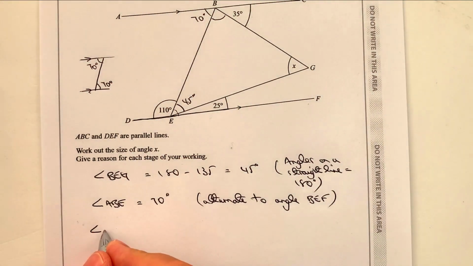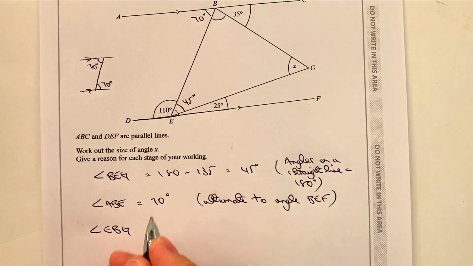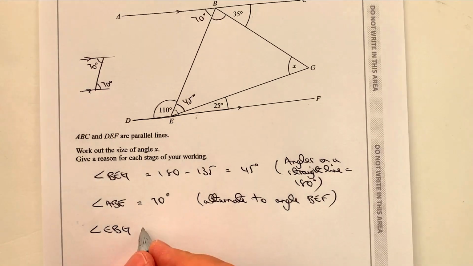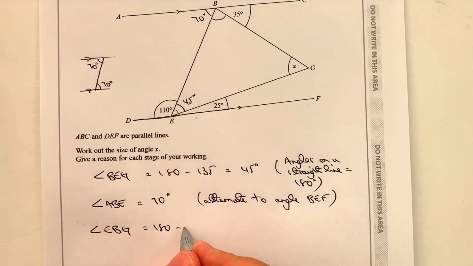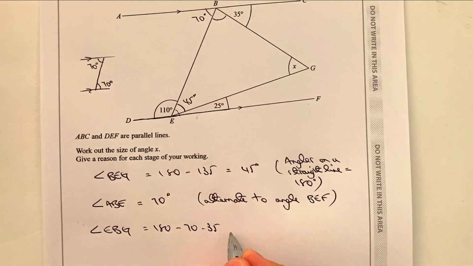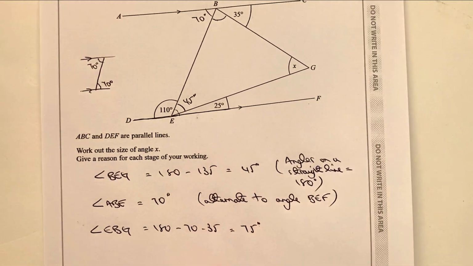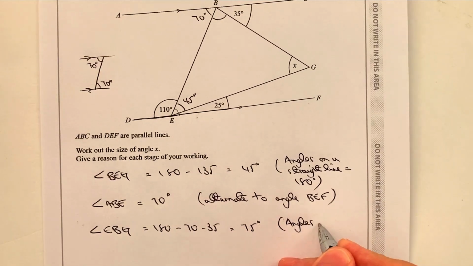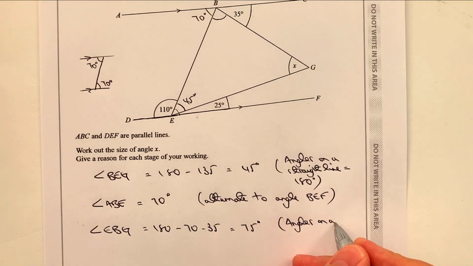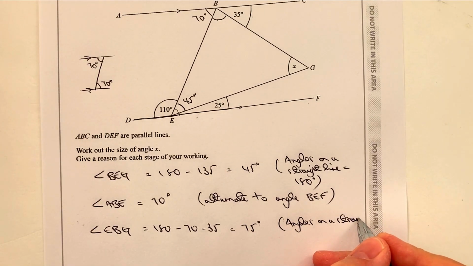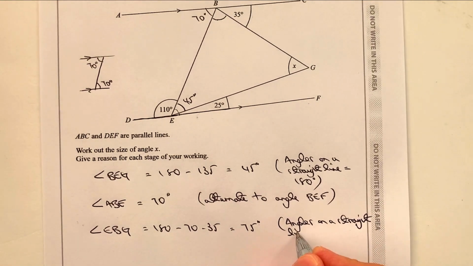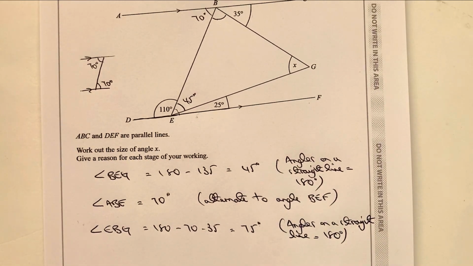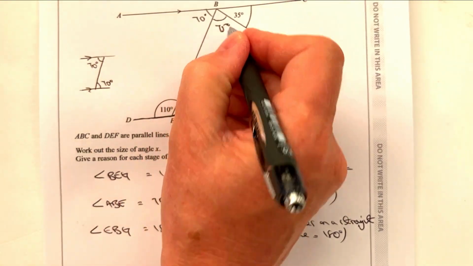Okay, so angle EBG is this angle here, and it is going to be equal to 180 degrees minus 70 minus 35, which is going to equal 75 degrees. And that's again because angles on a straight line add up to 180 degrees. I wish I could write better, but you get the idea.